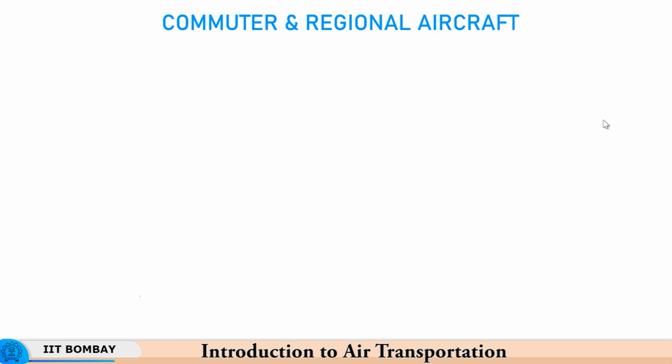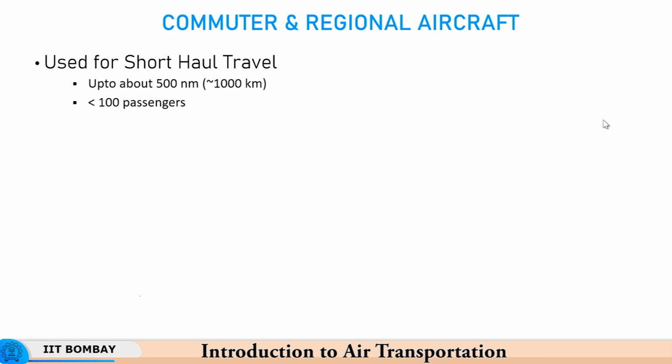So, what are these aircraft? These are aircraft which are used in air transportation for short haul travel. By short haul travel in air transportation, we mean flight over distances of approximately 1000 kilometers or 500 nautical miles, because 1 nautical mile is 1.853, nearly 2 kilometers, and also these aircraft generally carry less than 100 passengers. There are no hard and fast definitions, these are just the industry norms.